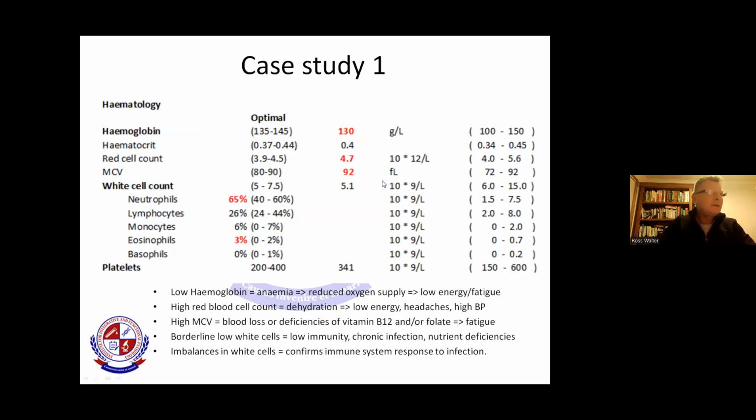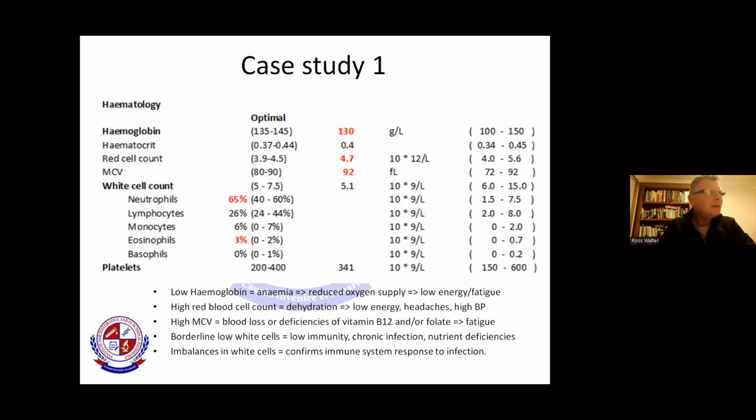So we're going to have a look at some blood tests, and I'll give you my thoughts, my findings on the results, what those results may mean or what they may be causing in someone, and what's actually going on with her.